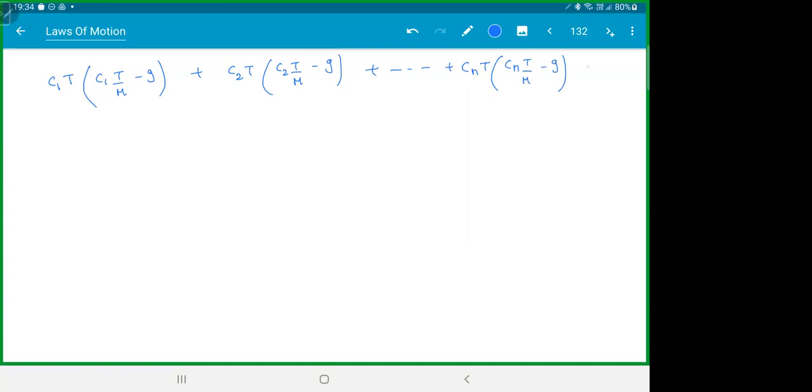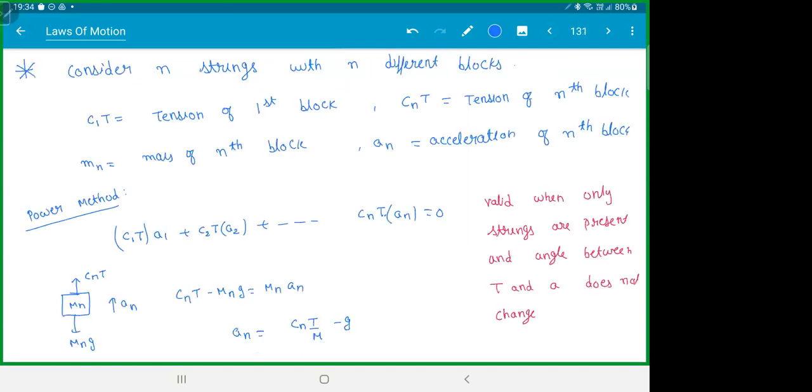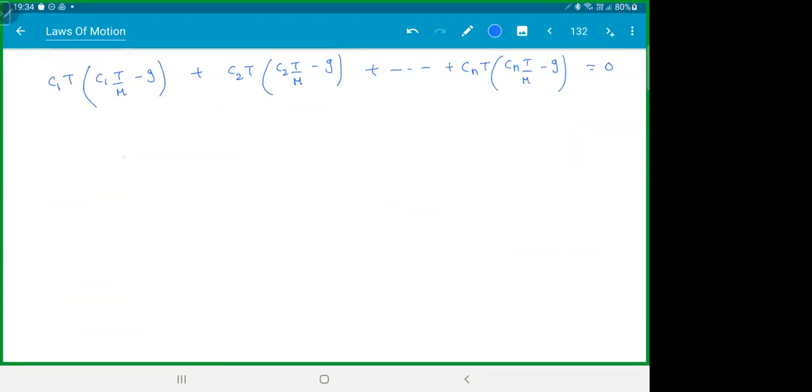Again, the derivation is really not that important. It equals 0. See what I did. So A1 will be C1T by M1 minus g. I kept it here. A2 will be C2T by M2 minus g. I kept it here. C3, C4, and so on. I just substituted everything there. And from this, if you take out the T common, you will end up with T times (C1 square by M1, C2 square by M2, so on till Cn square by Mn) minus g times (C1 plus C2 plus so on till Cn) is 0.